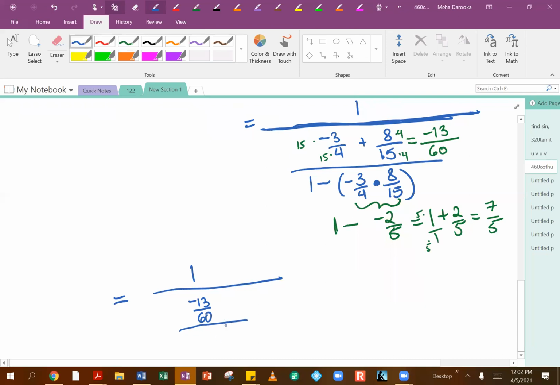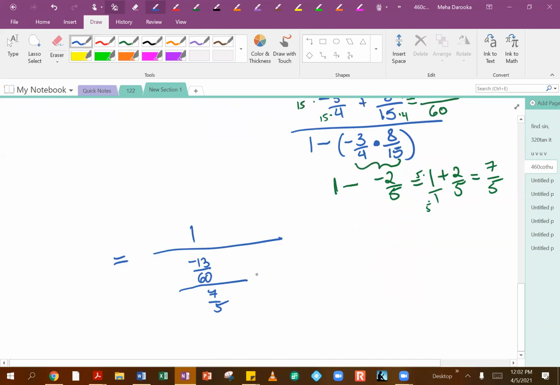and then now you are looking at negative 13 over 60 divided by 7/5. And this is where we can do negative 13 over 60. Since you're dividing, you can multiply and invert that second fraction. So you're basically multiplying negative 13 over 60 with 5 over 7. 60 and 5 can reduce down if you want to do it that way, or however you guys normally do this.